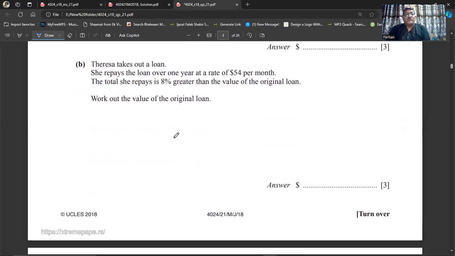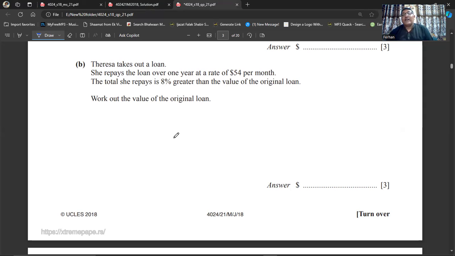So question number 2 and its B part. He says, Teresa takes out a loan. She pays the loan over 1 year at a rate of $54 per month. There are 12 months in a year. The total she repays is 8% greater than the value of the original loan. Work out the value of the original loan.